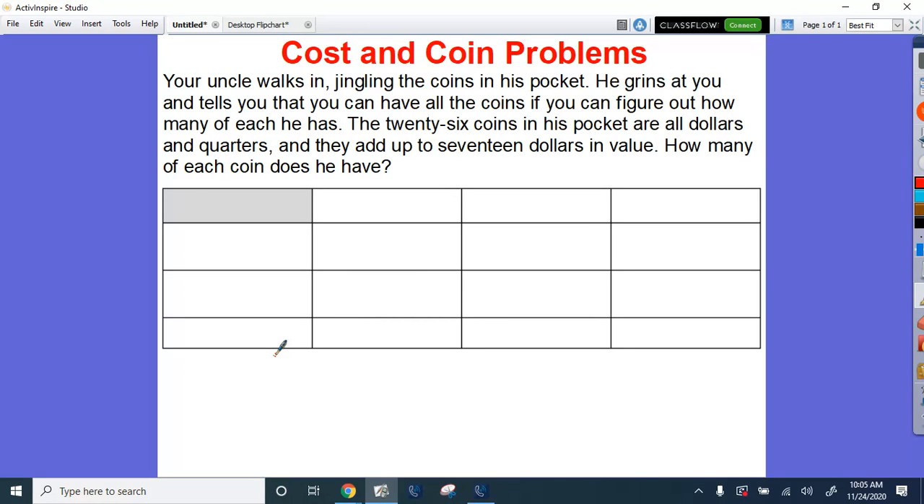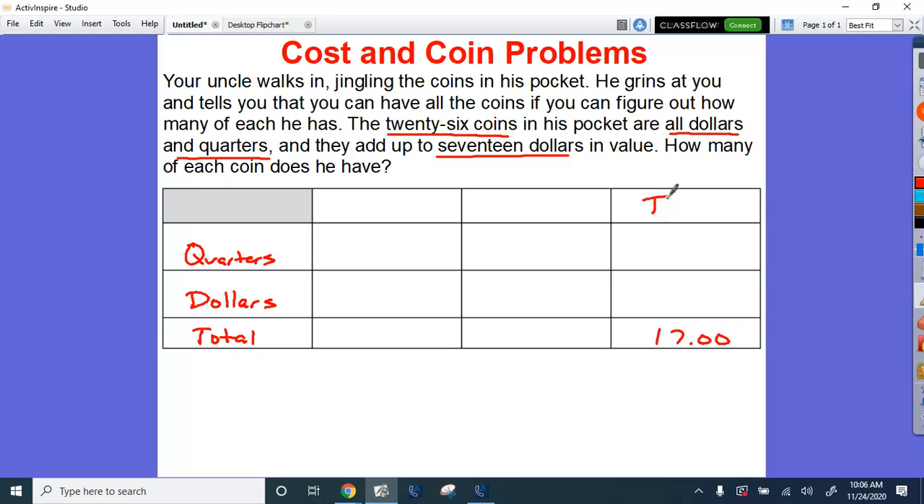Okay. So essentially, the basic information that you need to have is we're talking about 26 coins. They're all dollars and quarters. So these could be those Susan B. Anthony coins that we're actually talking about here in this context. Okay, so we're going to talk about quarters, dollars, and those add up to 26 total. Okay, so those are my three qualifiers over here on the side, and they add up to $17 in value. So that would be my total all the way over here.